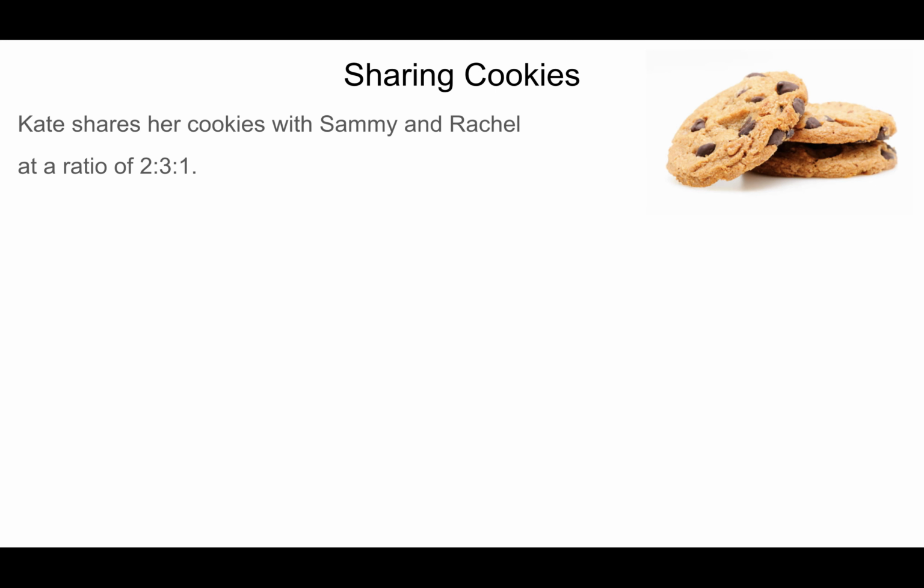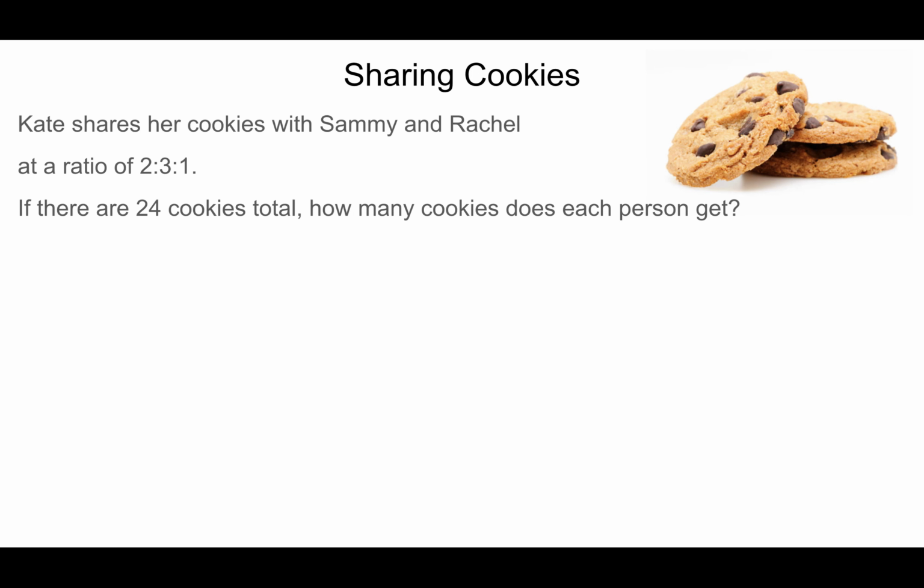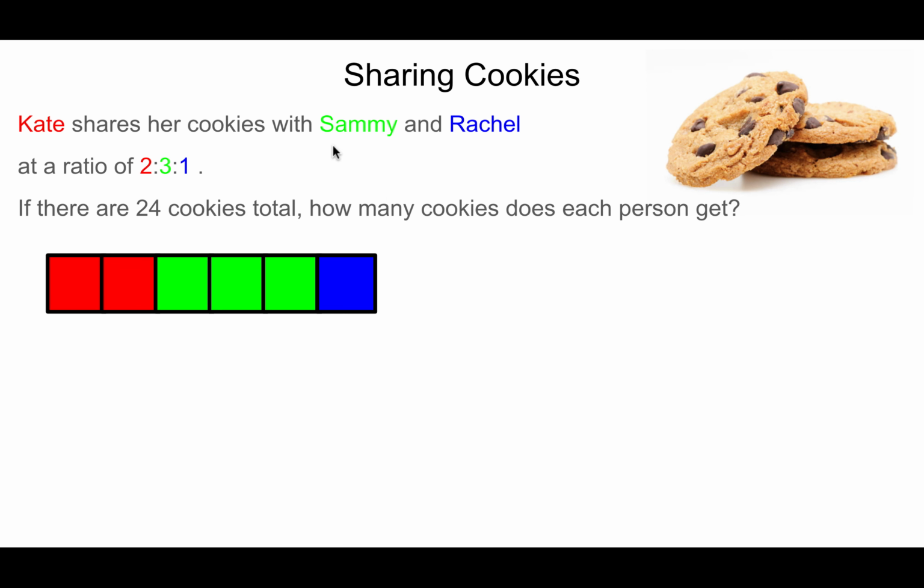Let's look at another problem. In this one, Kate shares her cookies with Sammy and Rachel at a ratio of 2 to 3 to 1. There are 24 cookies in total, so how many cookies does each person get? So we can use color to show this, Kate being red, Sammy being green, and Rachel being blue, and they correspond 2, 3, and 1. Remember, we write the ratio in the order that it appears in the problem. So Kate is first, Sammy is second, and Rachel is third. What I did was I showed the 2 as 2 squares for Kate, 3 squares for Sammy, and 1 square for Rachel.